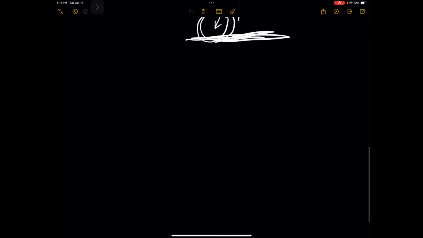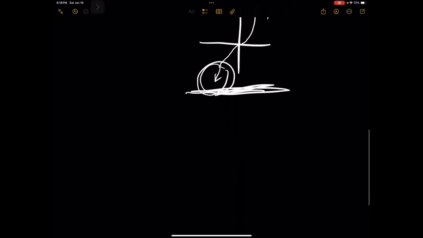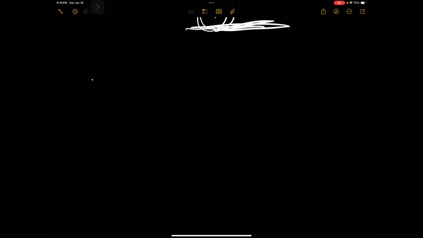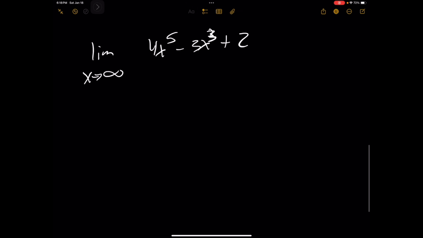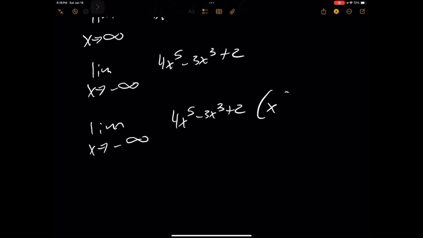And so that's a table, but it's never too easy to understand just from a theoretical table. So let's look at a couple examples. Let's look at the limit as x goes to infinity of a few functions. Let's look at 4x to the fifth minus 3x cubed plus 2. Let's look at the limit as x goes to negative infinity of 4x to the fifth minus 3x cubed plus 2. Let's look at the limit as x goes to negative infinity of that same function, 4x to the fifth minus 3x cubed plus 2, multiplied by x cubed.